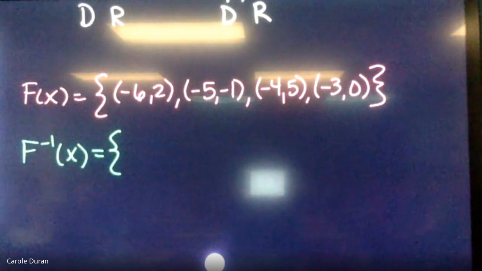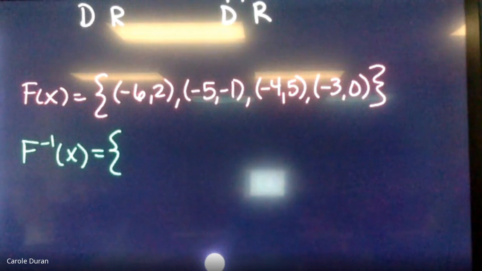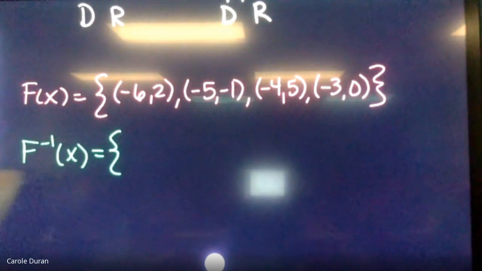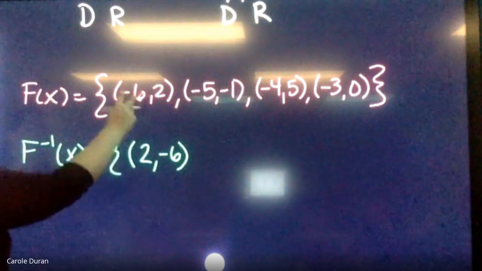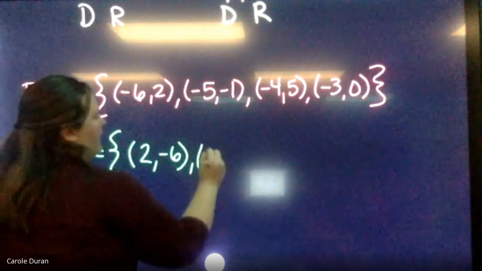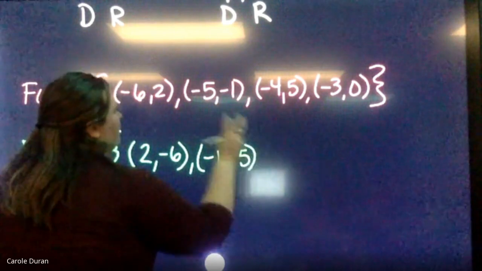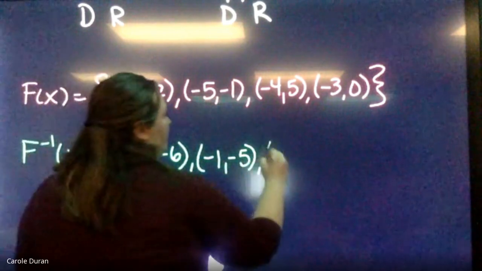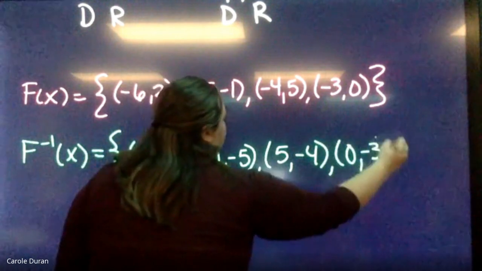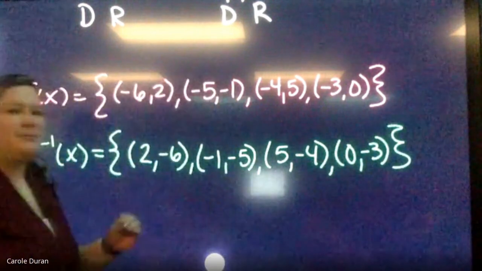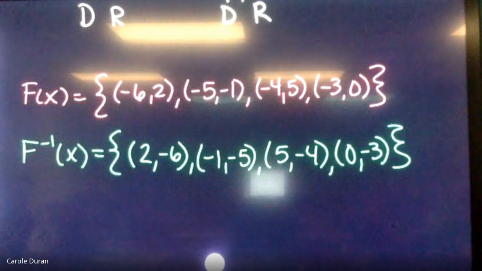So what did I tell you happens when we have points in an original function and then I look at its inverse? What happens to those coordinates? They flip. So that means my inverse has a set of points that starts with 2 and -6 because my x and my y here flipped. And then has -1, -5. Again, my x and my y just flipped. And then 5, -4. And then 0, -3. So literally, my x's and my y's just flip. Wait, that's it? Well, for this part, yes.